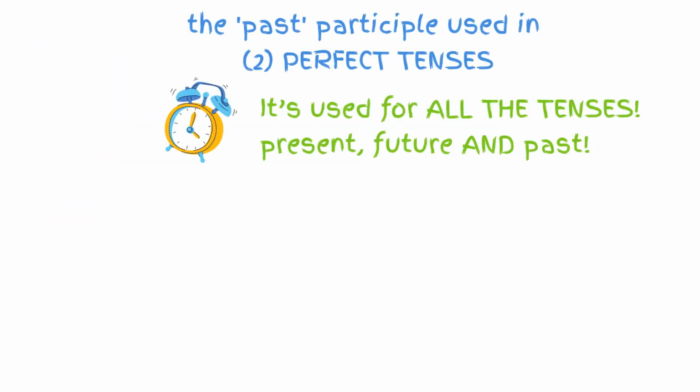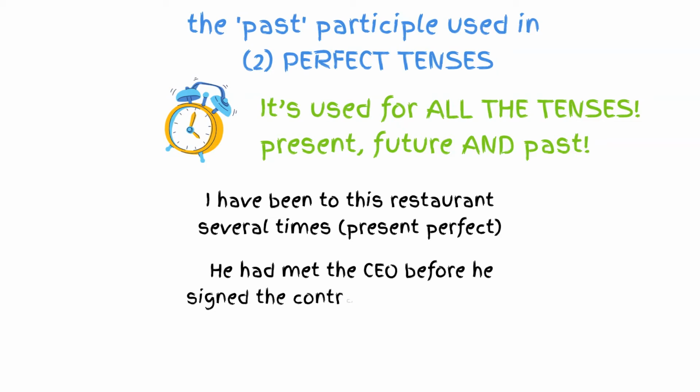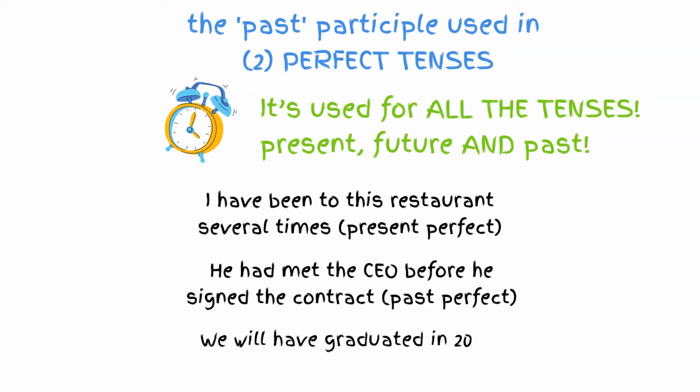Now let's have a look at the perfect tense. I have been to this restaurant several times is in present perfect. We had met the CEO before he signed the contract is in past perfect. And we will have graduated in 2030 is in future perfect. So see, these are 3 different tenses and we've used the past participle in all 3 of them.